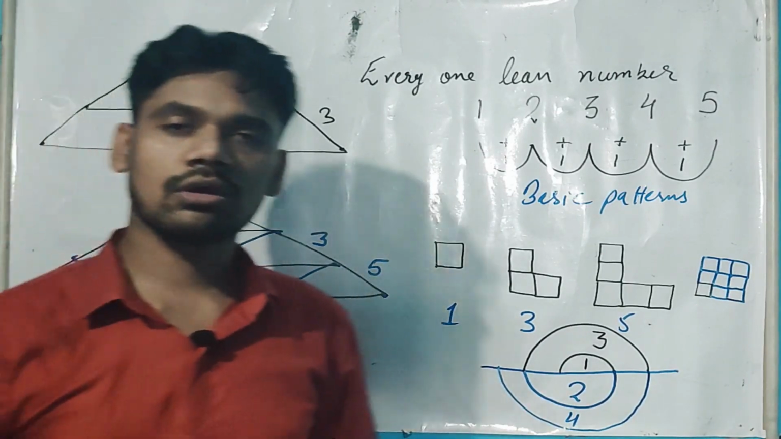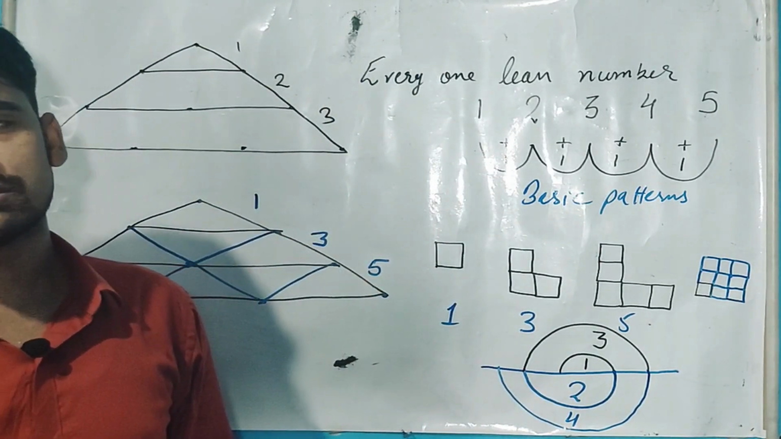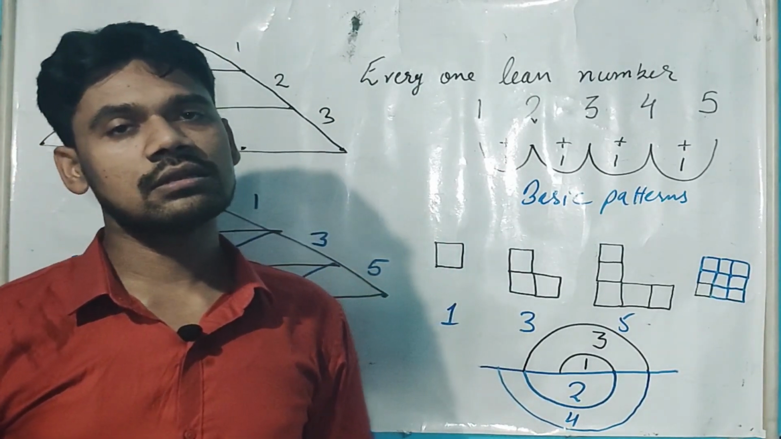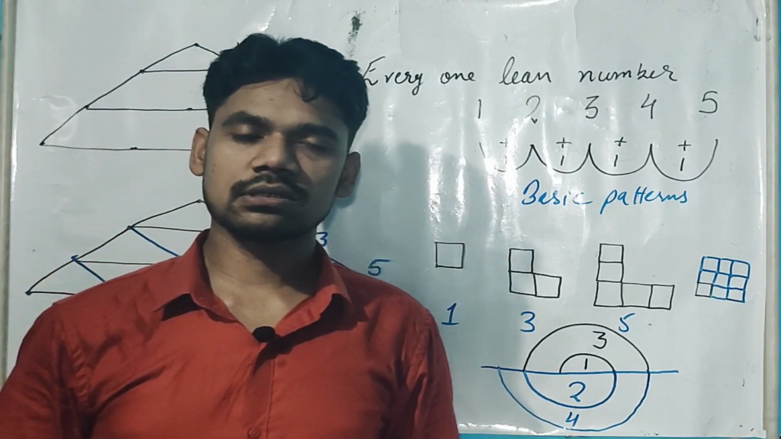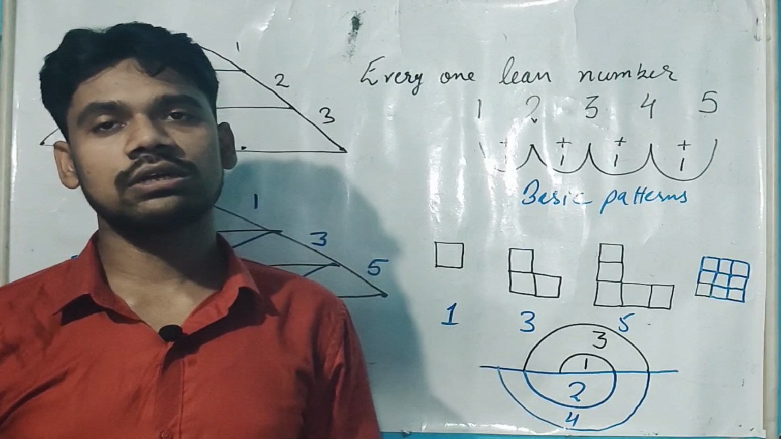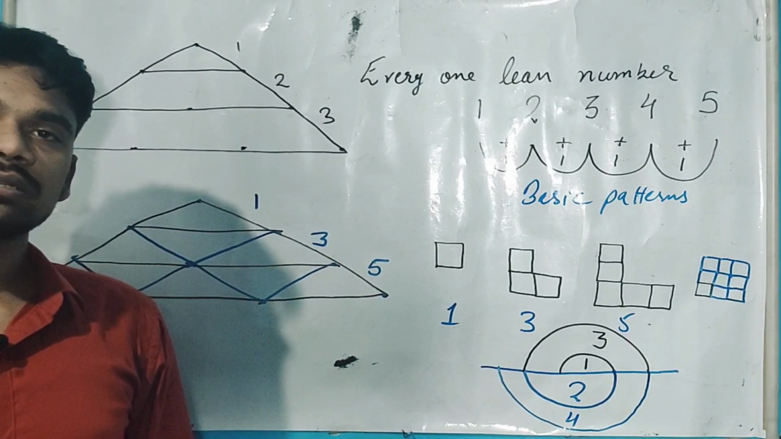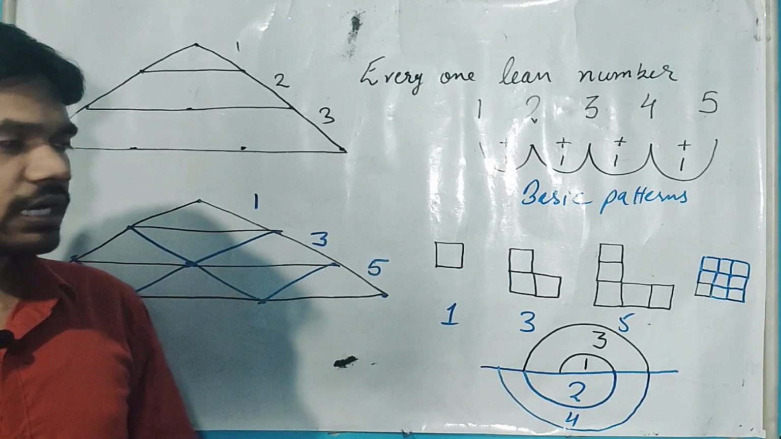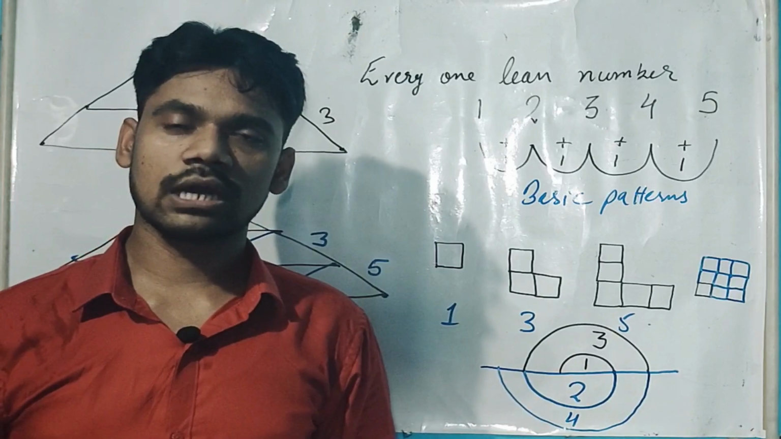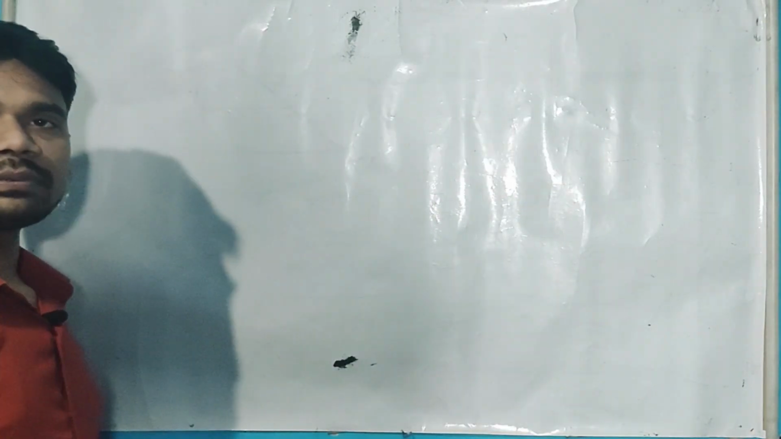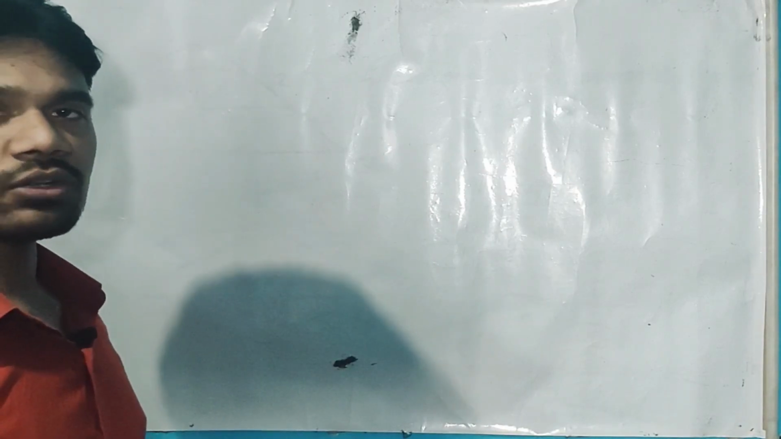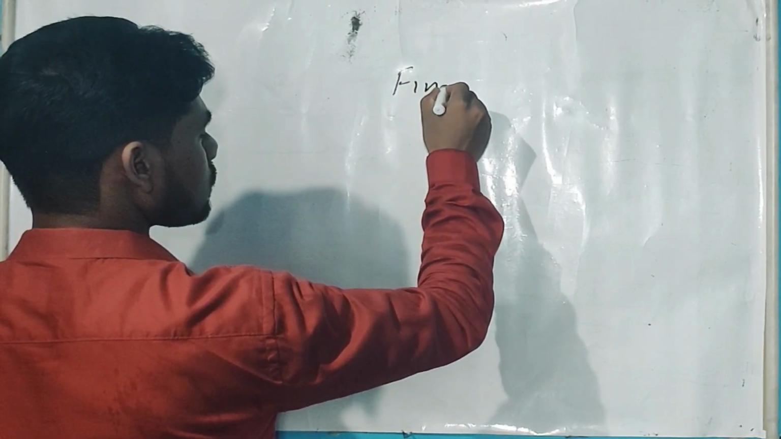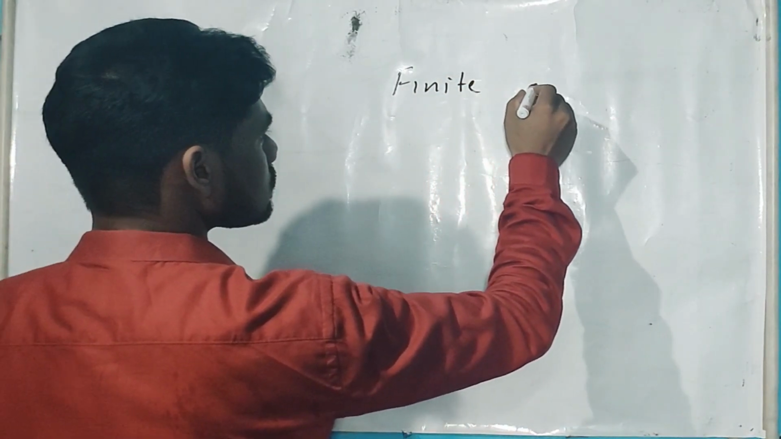Basically, why do I show you all these diagrams in arithmetic progression? My intention is that the students connect with the concept easily to understand what AP is. That's why I show you all these attractive diagrams, to help you understand easily. AP is in the form of finite and non-finite.